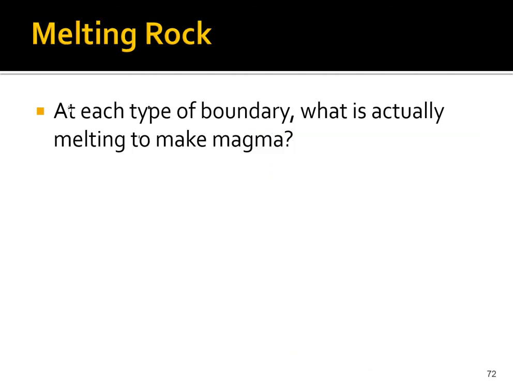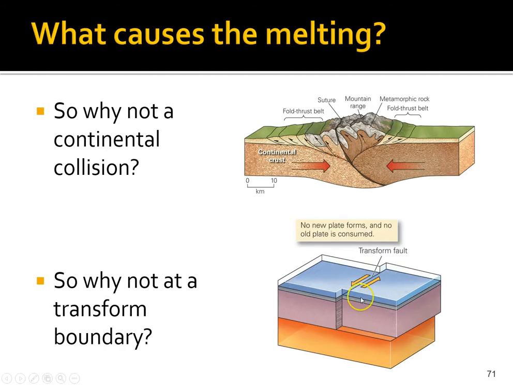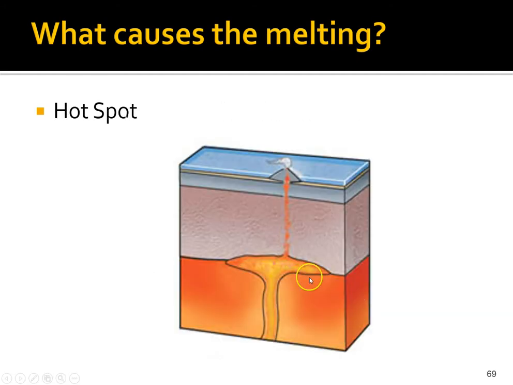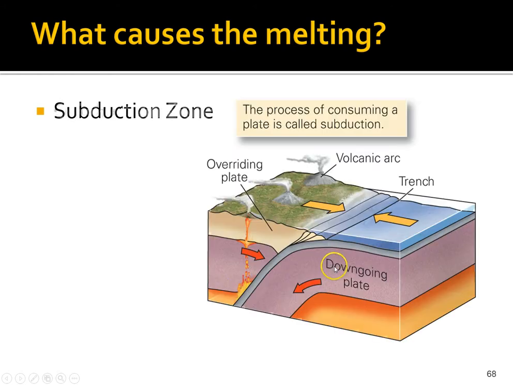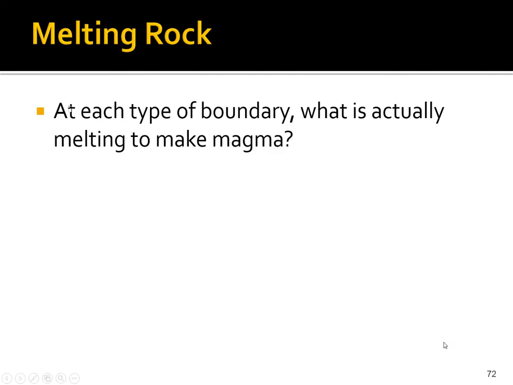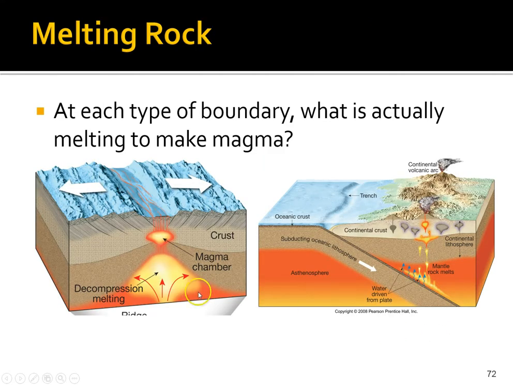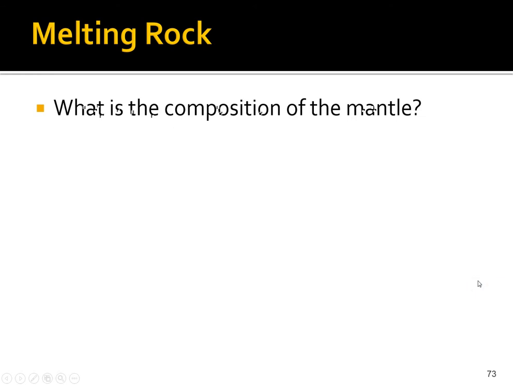So let's think about this, though, because at the plate boundaries, what's actually melting to make the magma? If we look back here, it's always right there at the very bottom of the crust where the melting is really occurring most of the time. So the very bottom of the crust, the very top part of the mantle, kind of very top to the middle part of the mantle there, and pooling in here. So if the mantle is what's melting, what is the mantle made of?